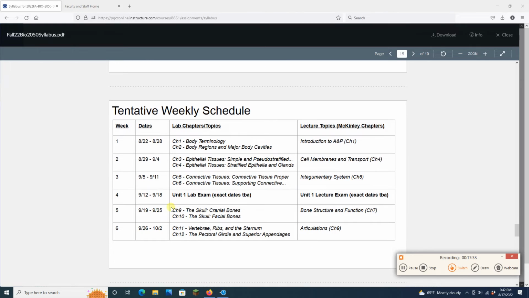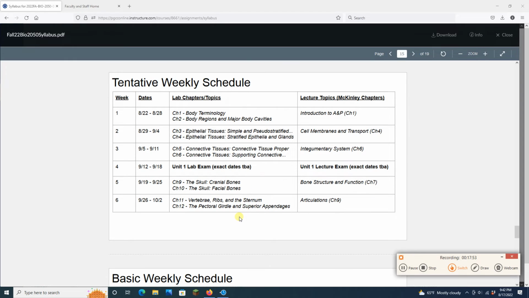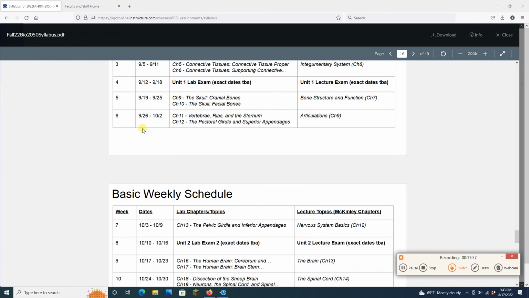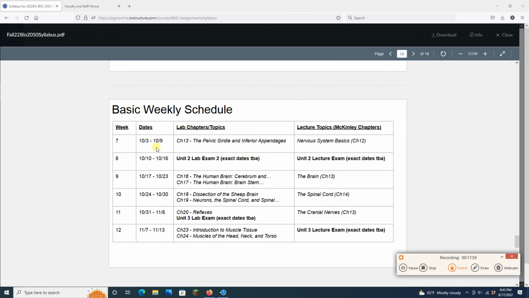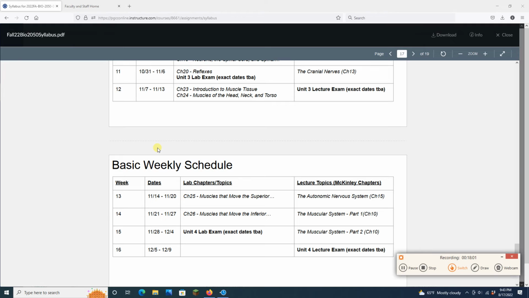Anyway, this is our tentative schedule right here. We got every week what we're doing with the lab, what we're doing with the lecture, okay? Got the weeks of our exams. I'll give you the exact rundown of the days sometime in the future. So, got the first 6 weeks here, and then the next 6 weeks there, and the last couple weeks there.